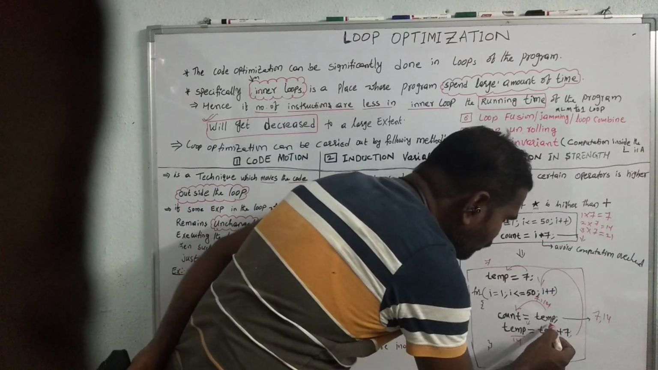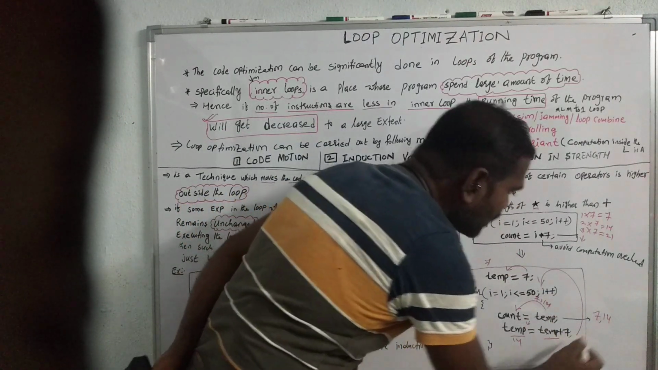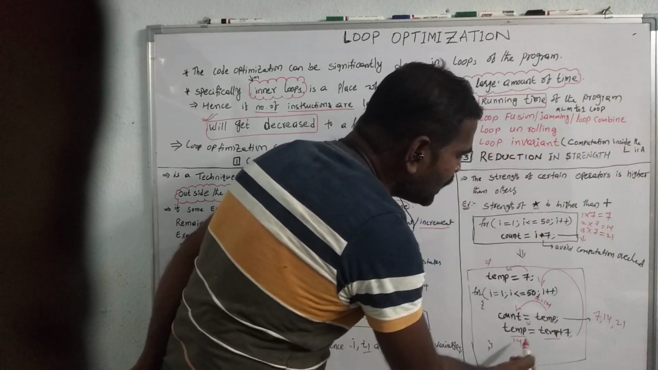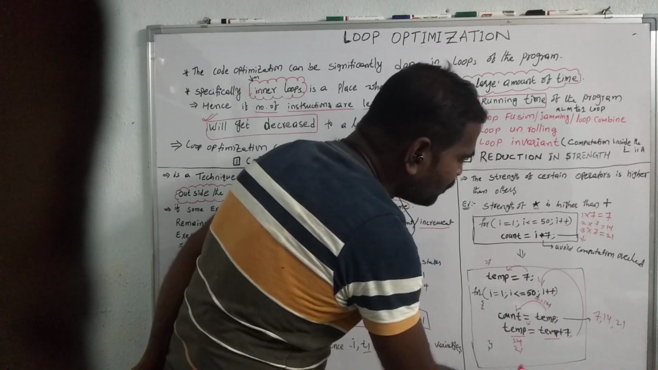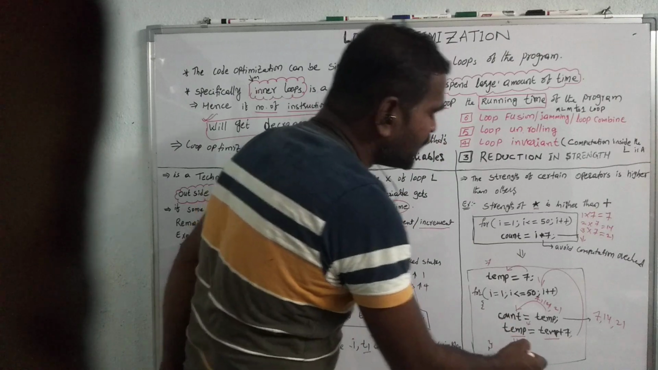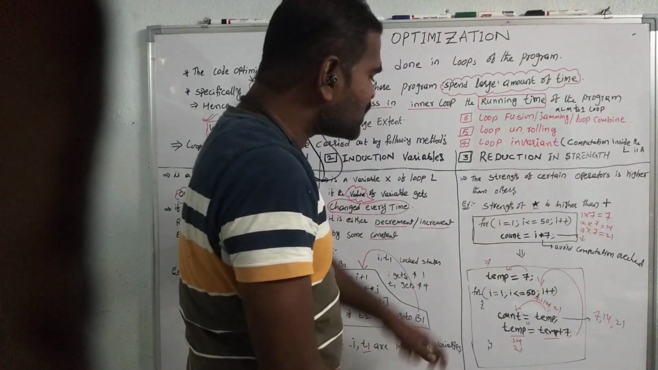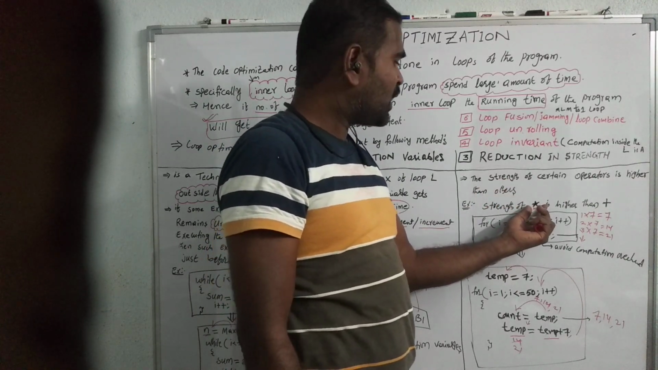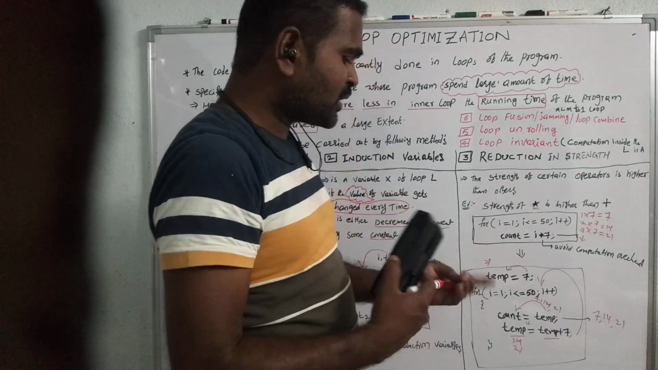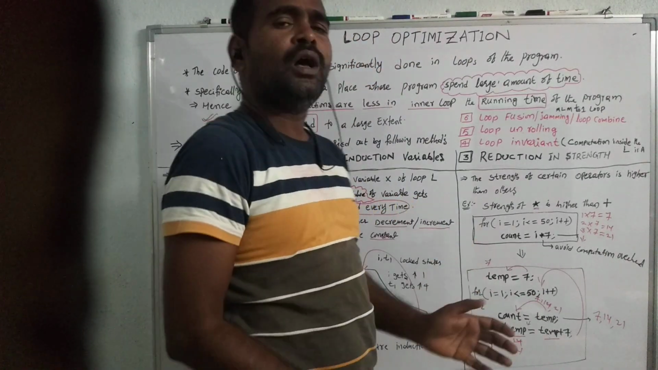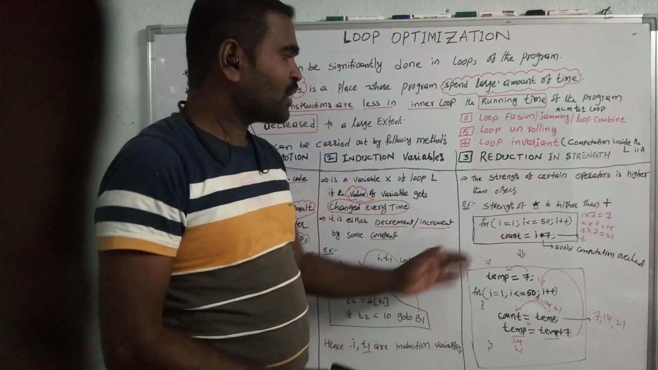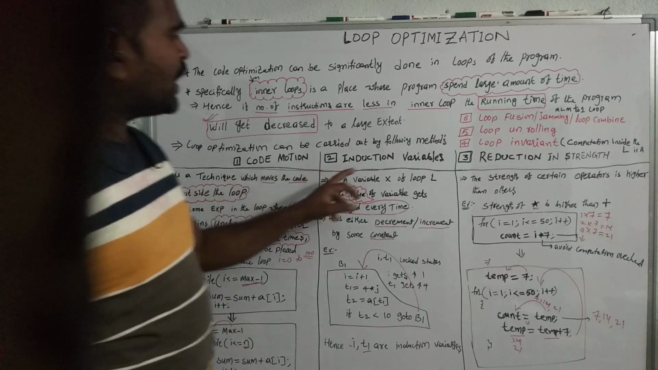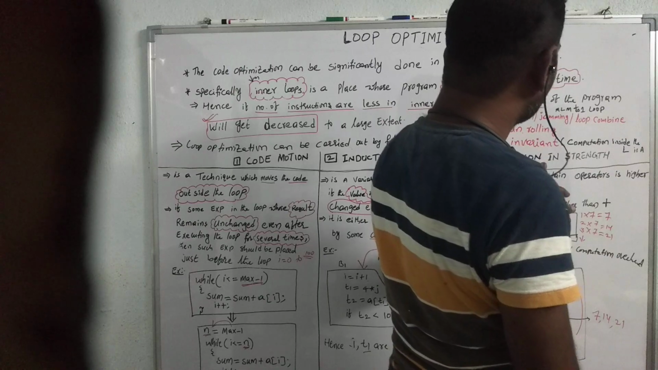Now temp is 14. 14 plus 7 is 21. In the third iteration, the temp value is 21, and the 21 is assigned to count, so the count value is 21. In this way we can reduce the strength of higher operators by replacing them with lower operators, which automatically improves execution efficiency. So these are code motion, induction variables and reduction in strength.